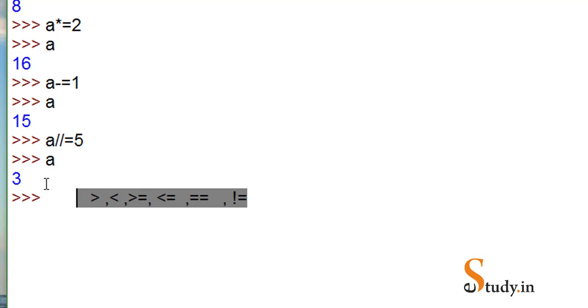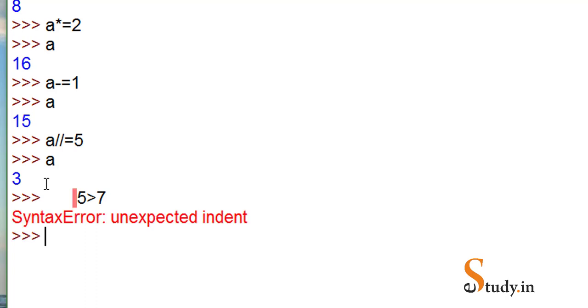Let's take up an example. If I say 5 greater than 7, this condition is false. When you write it with an indent, it says unexpected indent. In Python, this kind of indentation is not allowed. You've seen in previous videos that indentation has a special meaning in Python, so we cannot write like this. So we have to write 5 greater than 7, and it gives us False. In other languages we have a small f, but here in Python it is a Boolean value, which is either True or False with a capital letter.